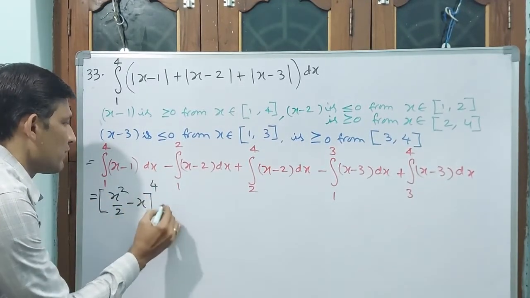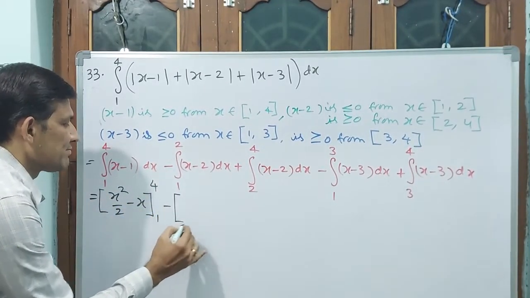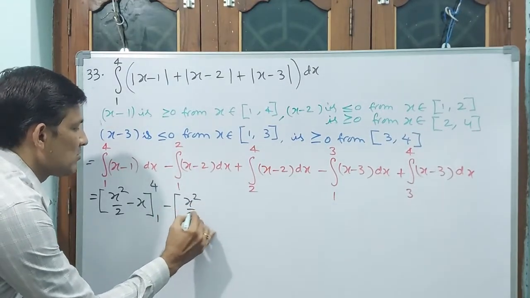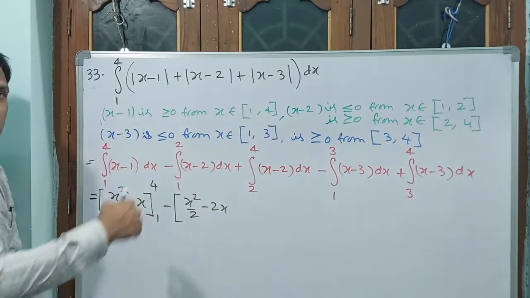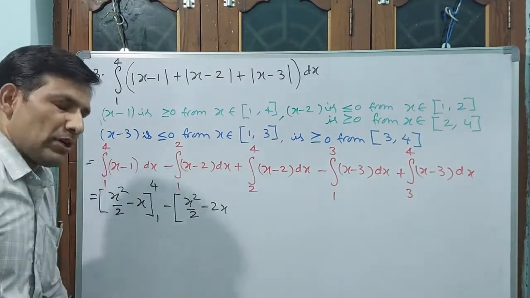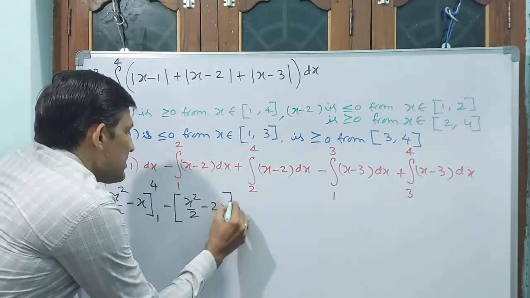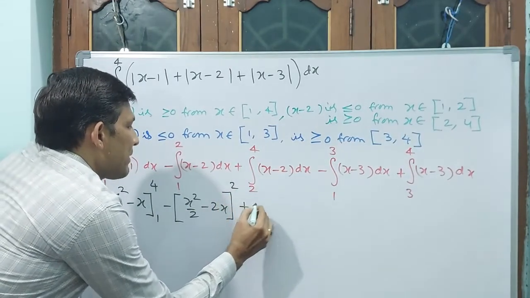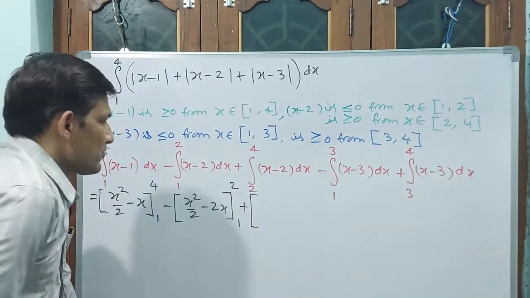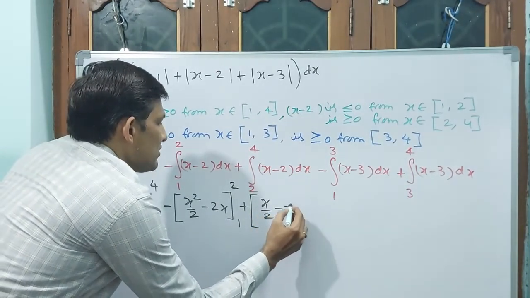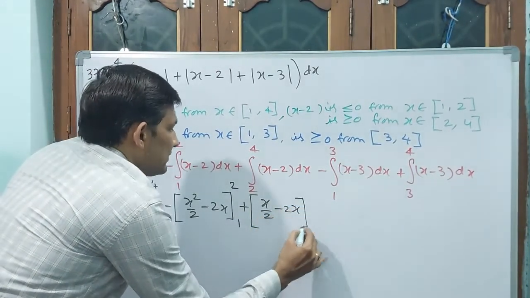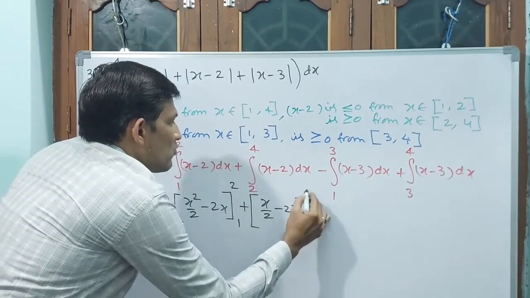Apply limit from 1 to 4. Minus x square by 2 minus 2x. Integral of 2 is 2x. But limits are 1 to 2. Again plus, same will come, but the limits are going to change. Minus 2x, and this is from 2 to 4.